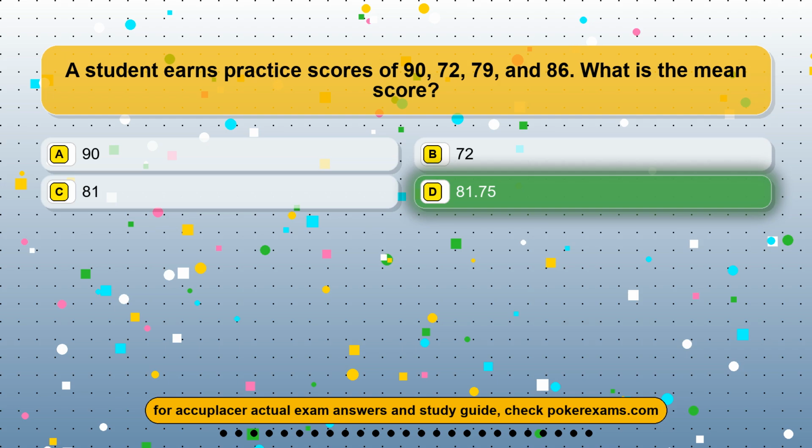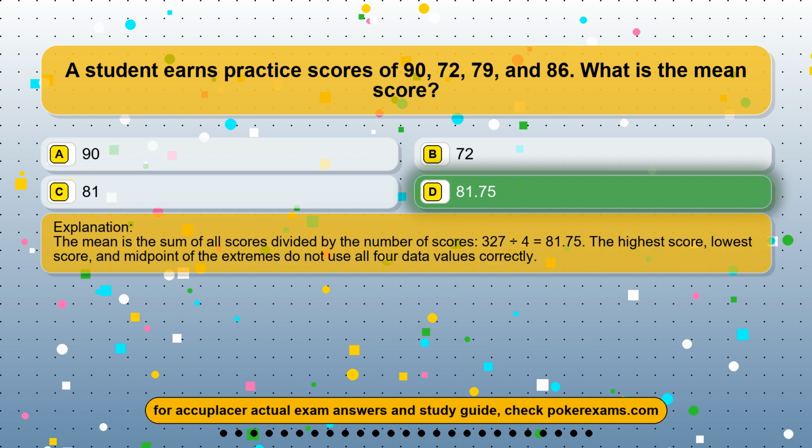The correct answer is option D, 81.75. The mean is the sum of all scores divided by the number of scores. 327 divided by 4 equals 81.75. The highest score, lowest score, and midpoint of the extremes do not use all 4 data values correctly.